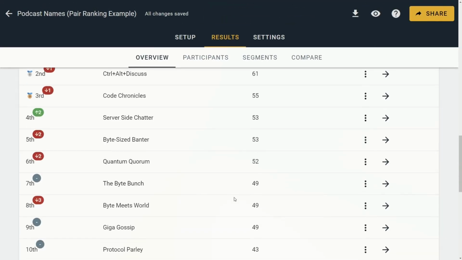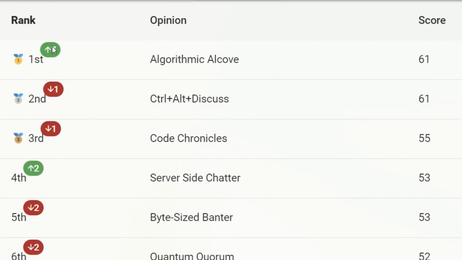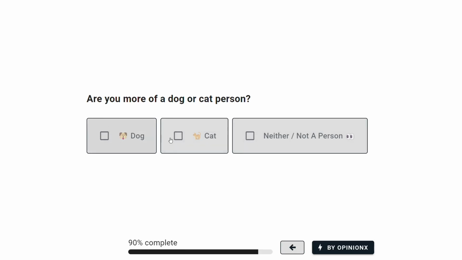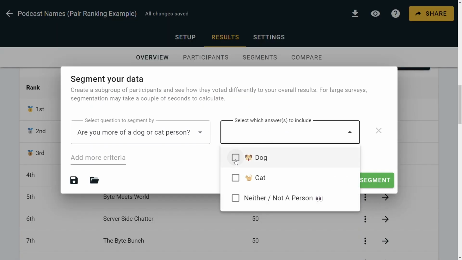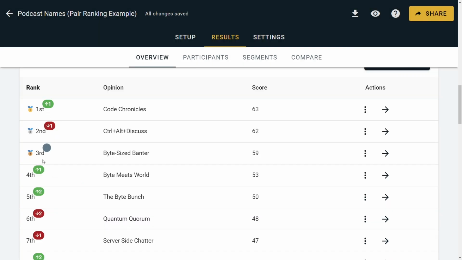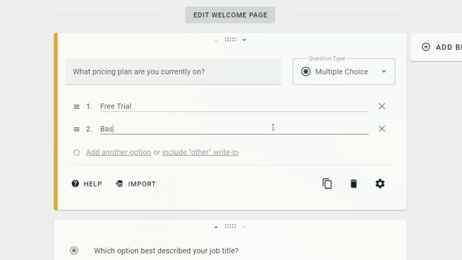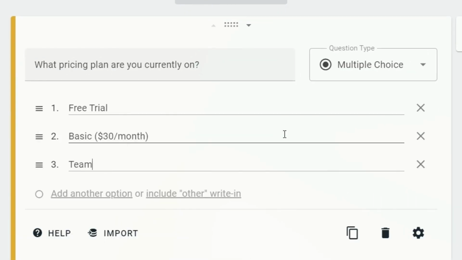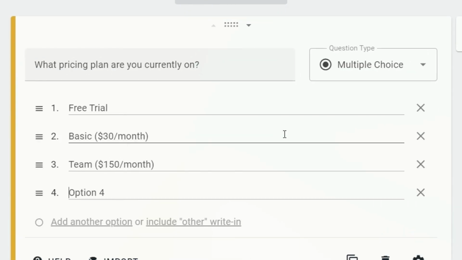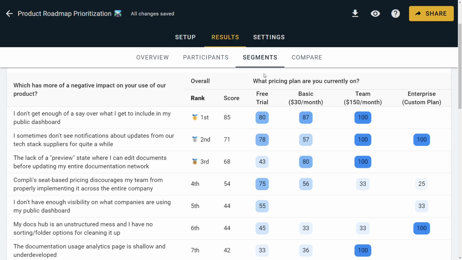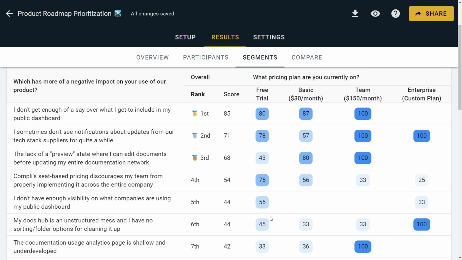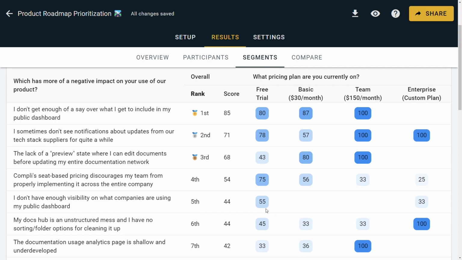While it's great to be able to see everyone's combined ranking, my favorite part about Pairwise Comparison is splitting people into groups to see how they rank stuff differently to one another. Multiple choice questions are an easy way to get participants to sort themselves into buckets that you can use for filtering, segmenting, or comparing groups later on. For example, when I use Pairwise Comparison for my customer research, I always include a question about which pricing plan they're on, so that after the survey is finished, I can compare the differences between what my free users think versus what my paying customers care about.